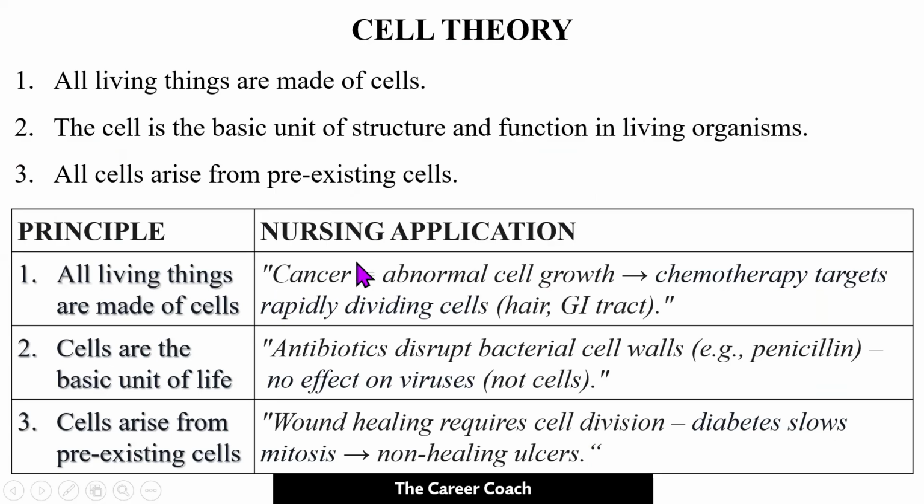How does this apply to nurses? Cancers are abnormal growths of cells. Chemotherapy targets rapidly dividing cells. Rapidly dividing cells are found in the hair and GI tract. 2. Cells are the basic unit of life.